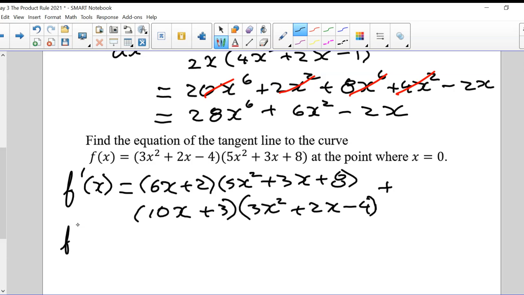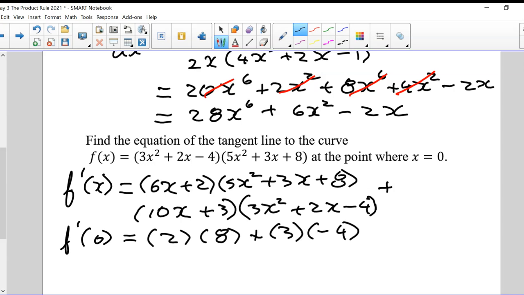So I'm going to find the f prime of 0. I'm going to plug 0 into this ugly monster here. Well, luckily for us, because it's 0, that's going to just leave us with 2 times 8, plus 3 times minus 4, because all the terms with x are going to disappear. So that leaves us just with the constants. That's equal to 16 minus 12, which is 4. Hope I did that right. Let me just double check. 16 minus 12, yeah, it's equal to 4.